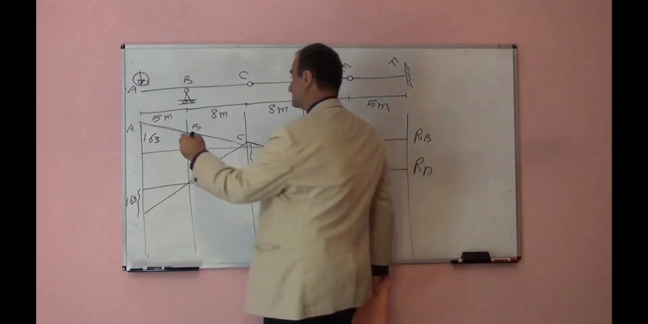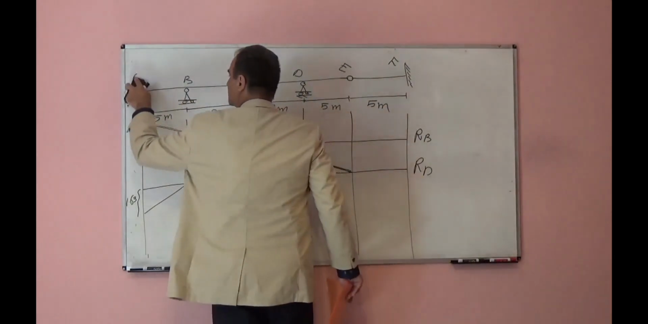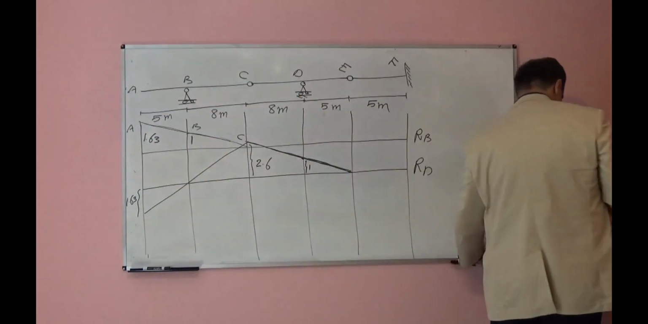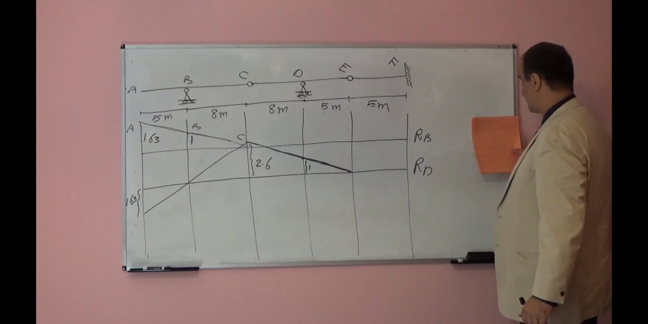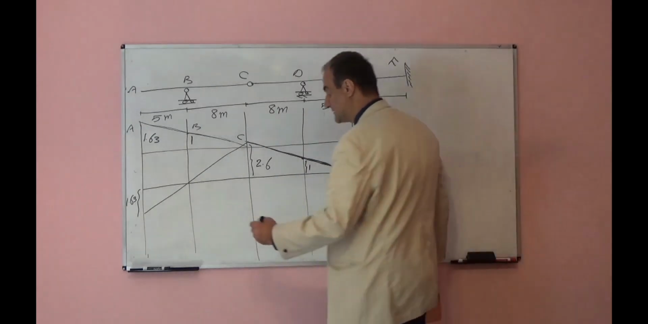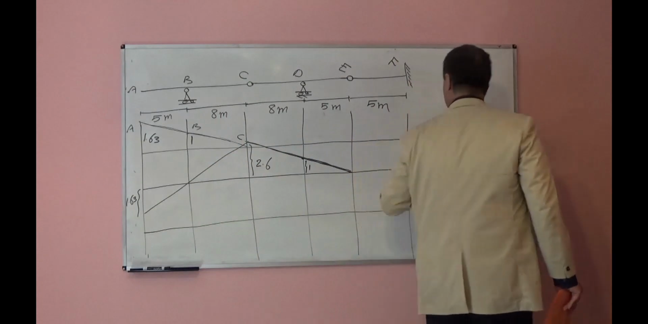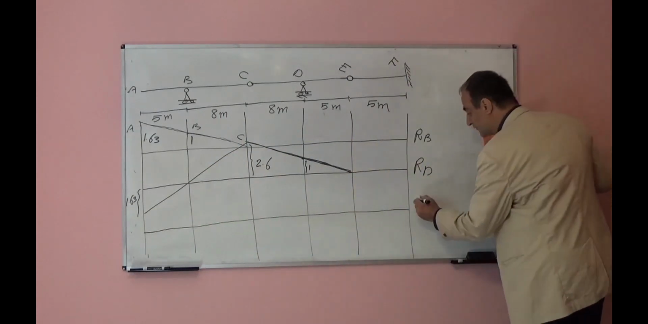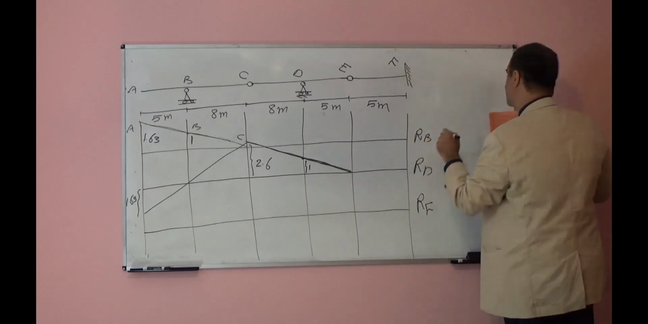So let's continue. I drew the influence line for reaction B, and I drew it for reaction D. Now for reaction F, I want to do that. For reaction F, you see it is a fixed support. Two reactions I have in the fixed support, one of them moment, one of them force reaction. I want to do it for force reaction. So I will only cancel the force reaction.